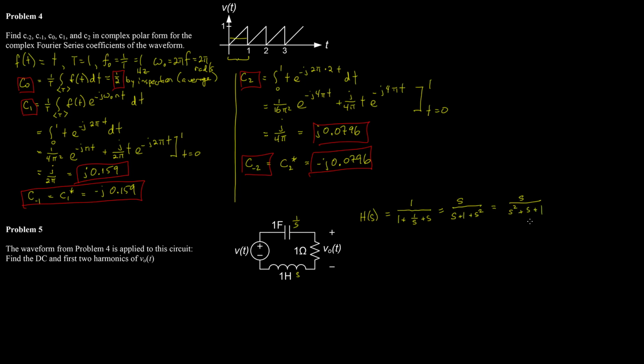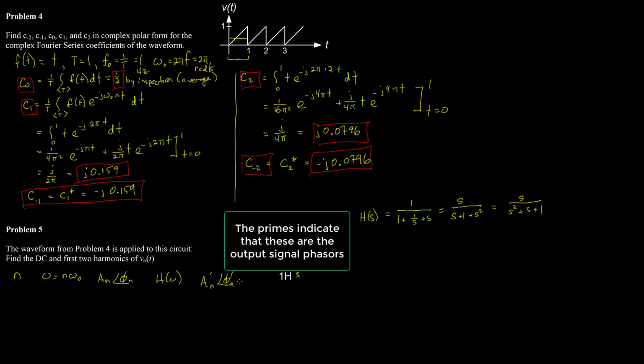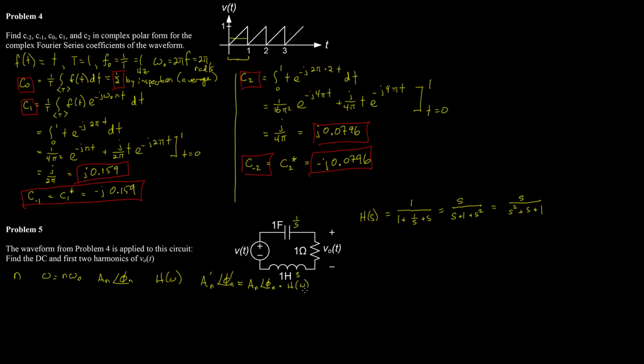Decreasing powers of S. Now we're going to create the table. We've got N, omega, and omega is just the same thing as N times our fundamental frequency. We want to find our corresponding Fourier coefficients. We want to know what our transfer function is doing at those frequencies, and then we can compute our output Fourier coefficients. And the output is just a phasor product of the input phasor times our transfer function evaluated at that frequency.